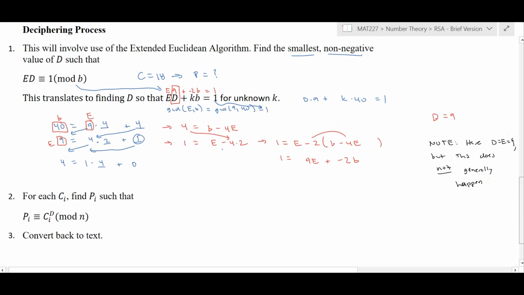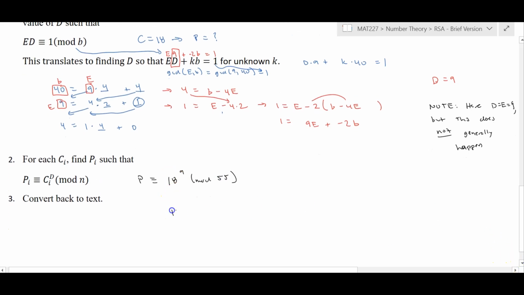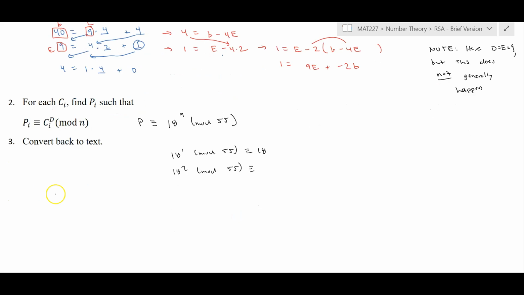Now, remember, Bill's process here is to take the ciphertext, produce the plain text, and the way you do that is basically the same logic of converting from plain text to ciphertext. You take now the cipher, which is 18, raised to the power of D, which is 9, mod 55. All right, so a few lines of work here. First, we'll start with 18 to the first mod 55, which is congruent to 18. 55 doesn't go into 18. 18 squared mod 55. I'm just going to, again, do that here because it's congruent to the remainder of 18 mod 55, which is just 18.